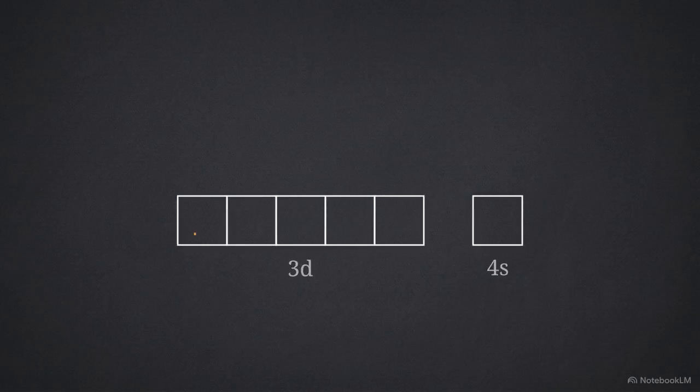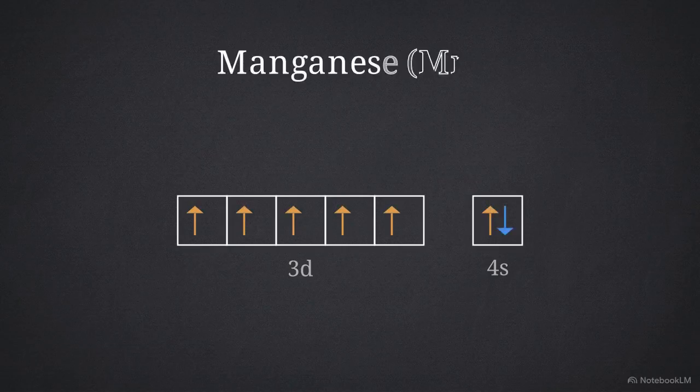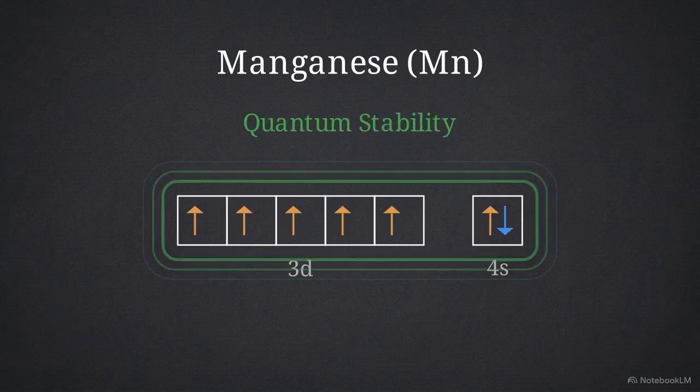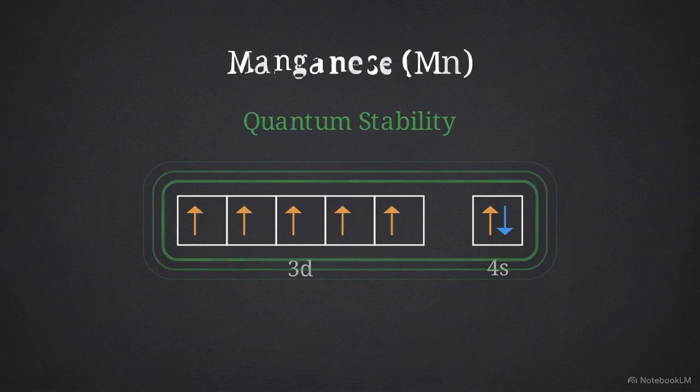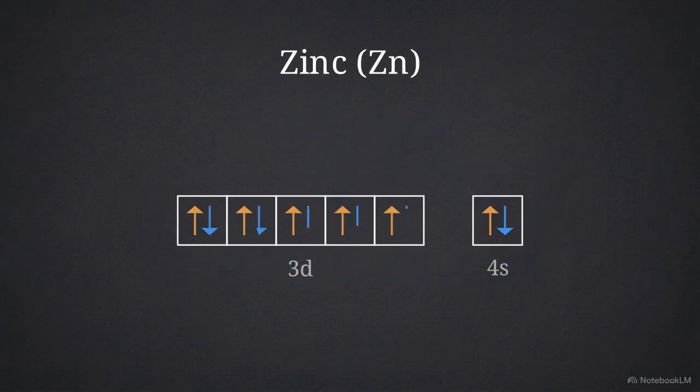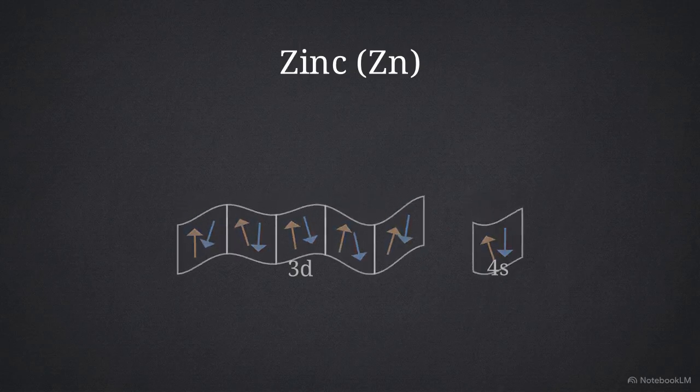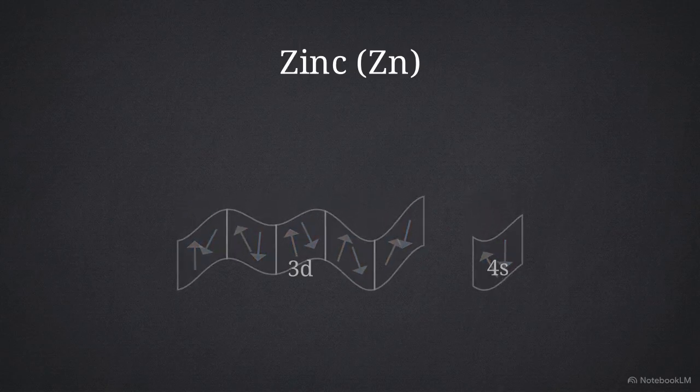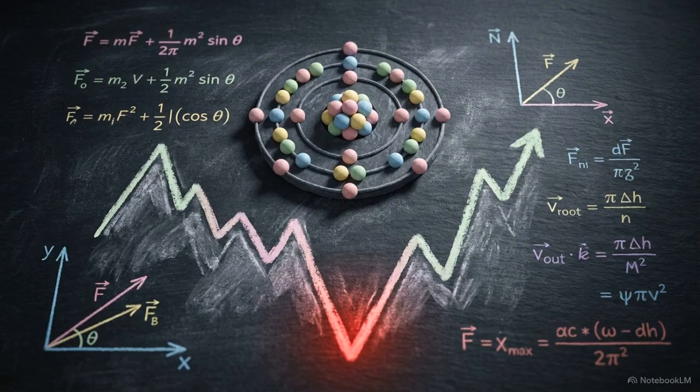Manganese also has a half-filled 3d subshell, but its 4s shell remains full with a pair of electrons. This configuration is stable enough that the atom resists sharing those electrons with its neighbors. Zinc reaches the extreme. Its 3d subshell is completely full. With 0 unpaired electrons available to bond, the metal is physically soft. High quantum stability inside the atom results in poor bonding outside the atom, explaining the valleys in the melting point data.